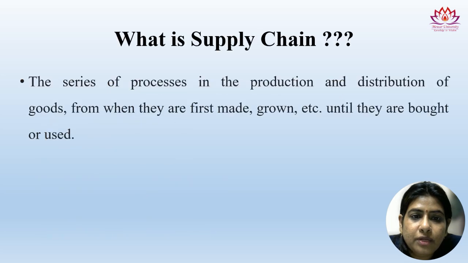So, first of all, what is supply chain? Supply chain is a global network used to deliver products and services. The series of processes in the production and distribution of goods from when they are first made, grown, and until they are bought or used is completely known as supply chain.